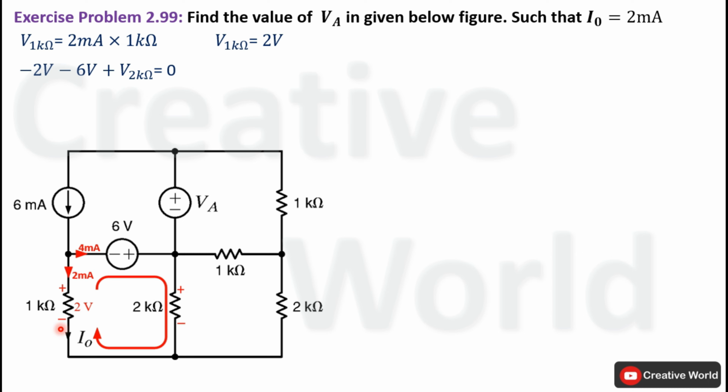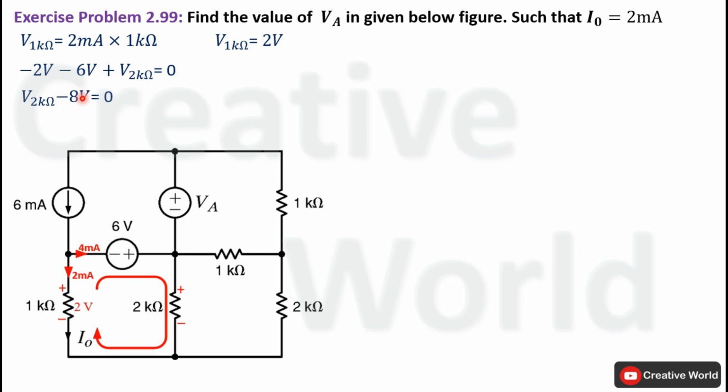Start from here. Current entering terminal is negative, so 2 volt will be taken with negative sign. Next, current entering terminal is negative, so 6 volt will be taken with negative sign. Next, current entering terminal is positive, so the voltage across this 2 kilo ohm resistance will be taken with positive sign. Now add 6 volt and 2 volt together, it will become minus 8 volt.